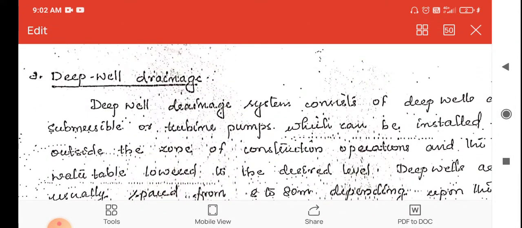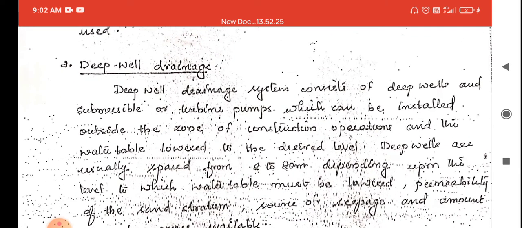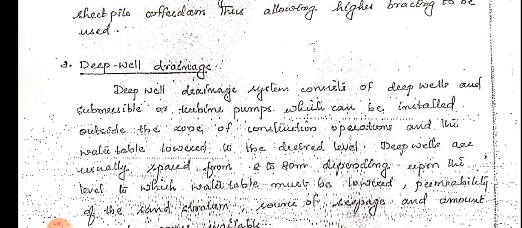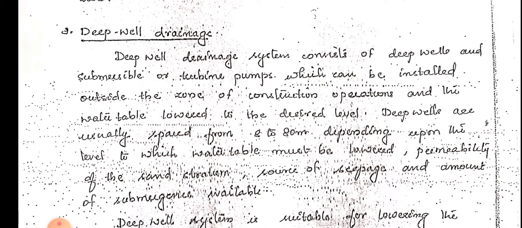So a deep well drainage system consists of a deep well, and in combination with the deep well to pump the water out, we have a submersible or a turbine pump, which can be installed outside the zone of the construction operation, and the water table lowered to the desired level. So it consists of a deep well with a submersible pump which can be installed outside the construction zone.